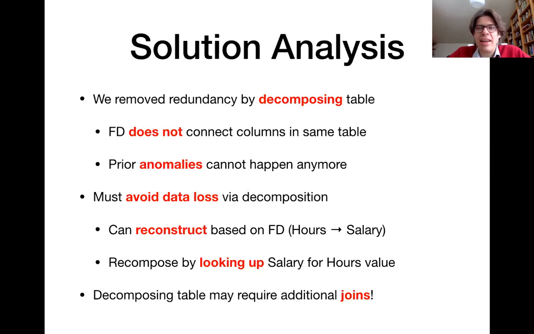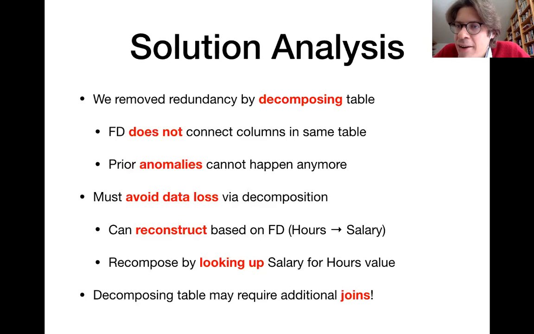This is the analysis of the example. We have already mentioned most of those things. The anomalies cannot really happen anymore. And here, what happened is that we still have the functional dependency, but it doesn't connect columns in the same table anymore, but now it connects columns in different tables. So it becomes essentially harmless.